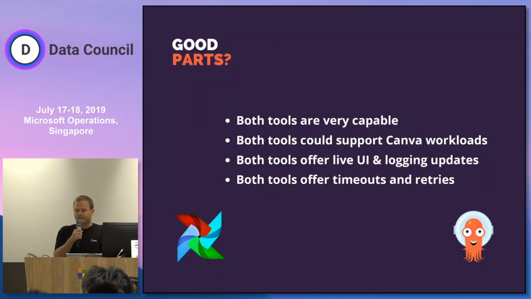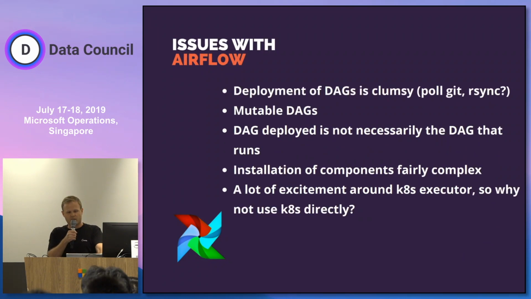So what were the results of our evaluation? Both Airflow and Argo are very capable tools. We found that both could support Canva workloads. Both offer live UI updates and logging, and both have timeouts and retries. But there must have been some issues, right? The main issues we found with Airflow were the mutability and deployment of DAGs.